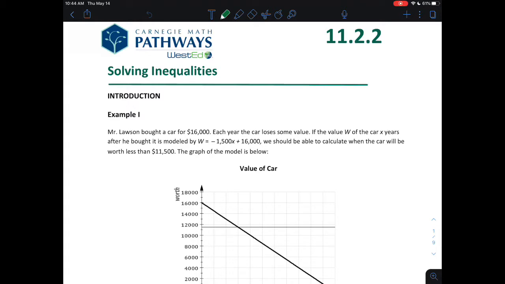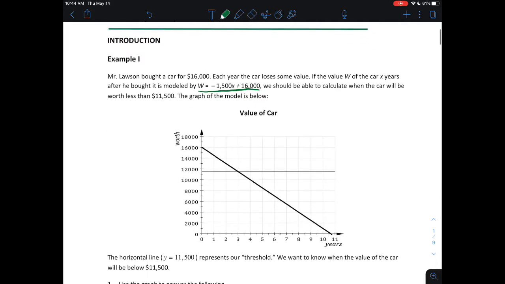The graph of the model is below. So first of all, the model is this equation. Notice that that is a linear equation. The slope is negative 1,500 because that's the number that's being multiplied by x. So we can see that this line that they have for the model is the line that is going down and to the right. That's how we recognize a negative slope.